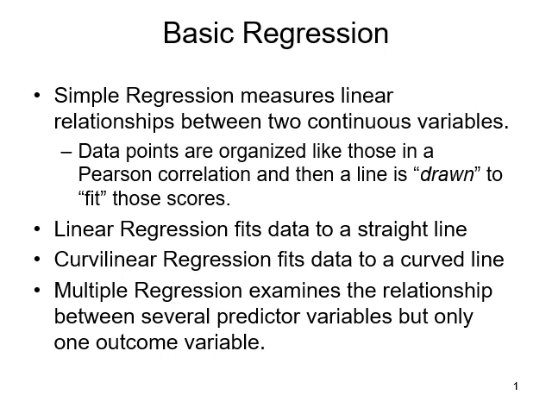Moving from correlation to basic regression, remember that simple regression is simply measuring a linear relationship between two continuous variables. So data points are organized like those in a Pearson correlation. However, beyond the correlation, we now actually do the prediction line. So that line of best fit is being drawn mathematically to fit those scores.